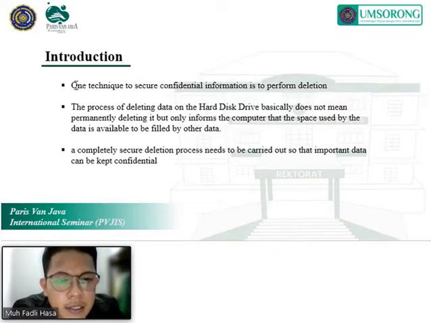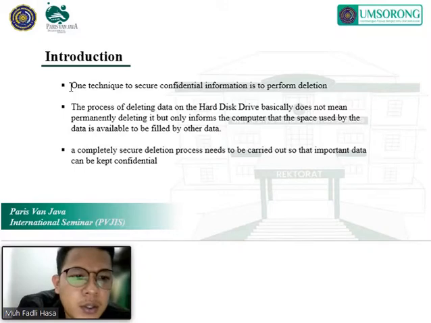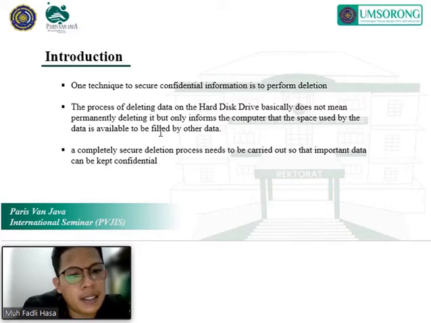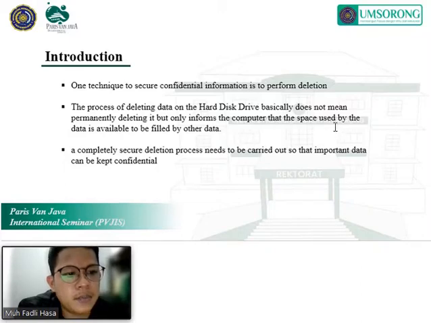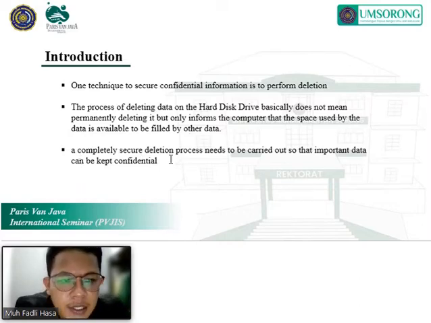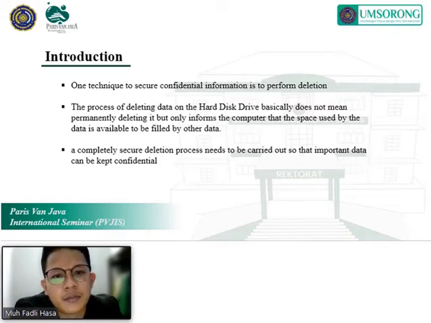For the introduction, number one, one technique to secure confidential information is to perform deletion. The second is that the process of deleting data on a hard disk drive basically does not mean permanently deleting it, but only informs the computer that the space used by the data is available to be filled by other data. A completely secure deletion process needs to be carried out so that important data can be kept confidential.